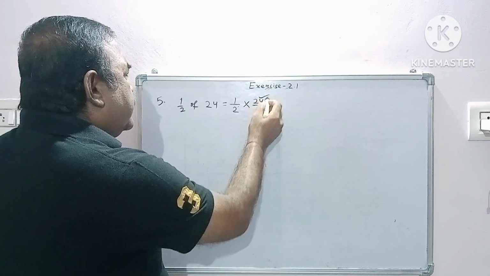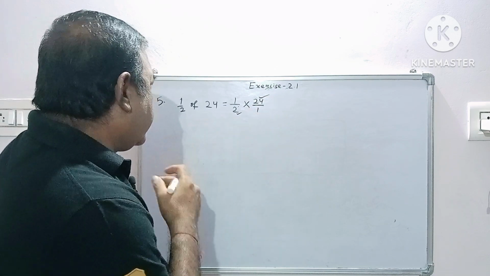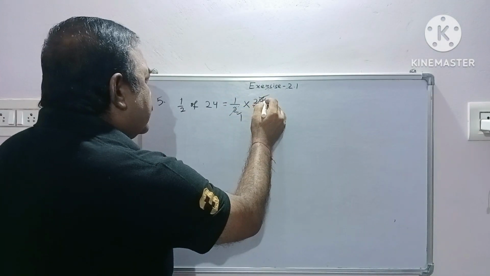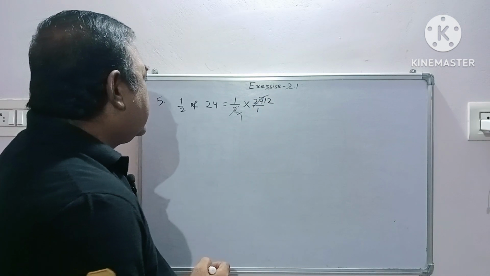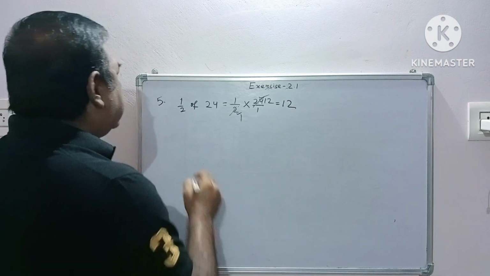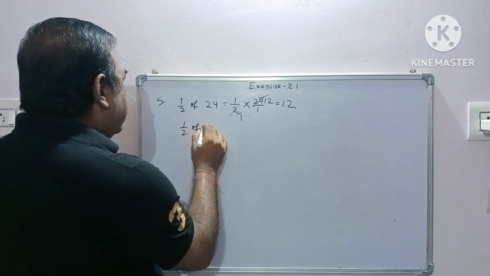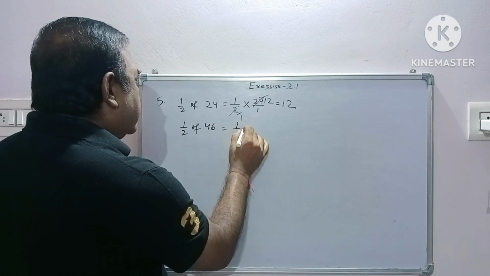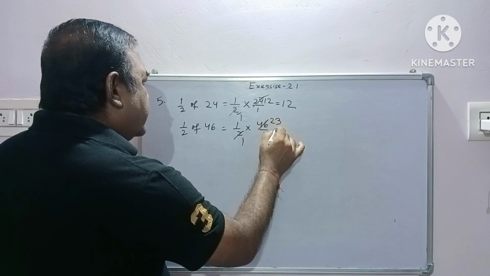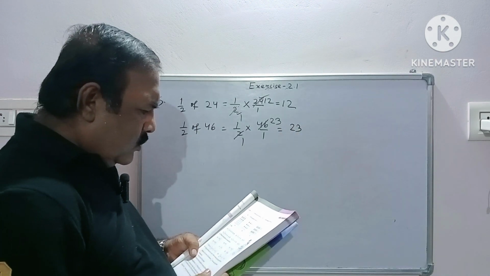You see the numerator is 24, denominator is 2. So you divide both the numerator and the denominator by their common factor. 2 1 is 2. So 2 12s are 24. So that is equal to 12. So this is the answer. And you see 1 by 2 of 46 like this. You do 23 2s are 46. So 1 into 23, that is 23 upon 1, that is finally 23. So you will do like this.